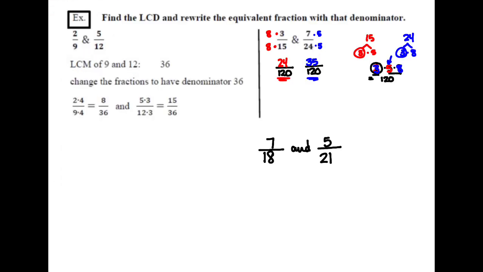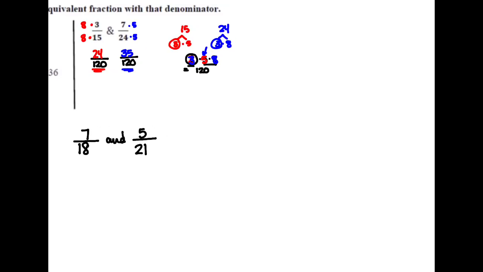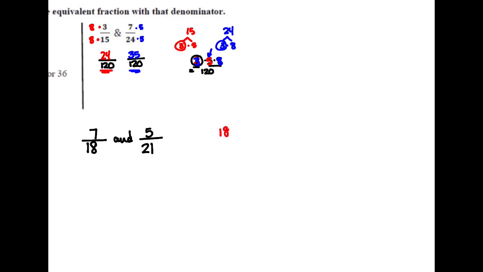Okay, let's do another one. All right, 7/18 and 5/21. You don't have another one, so I had to make one up. All right, so 18 first, break it down, and 21 and break it down. And notice I don't start breaking them down yet because I want to break them down into something they have in common. 18 and 21 both divide by 3.